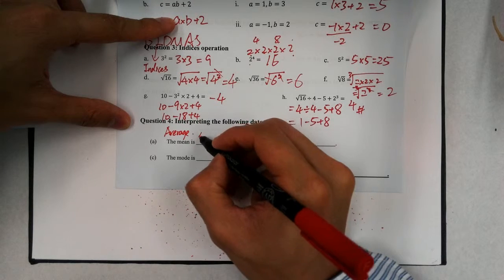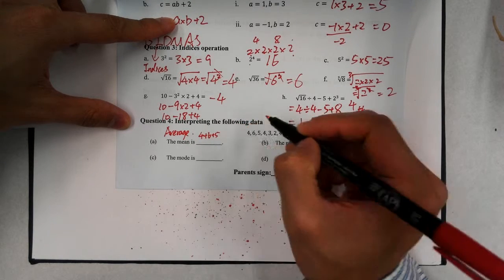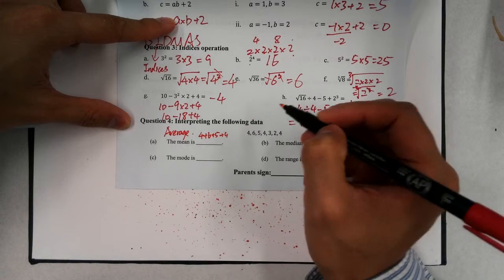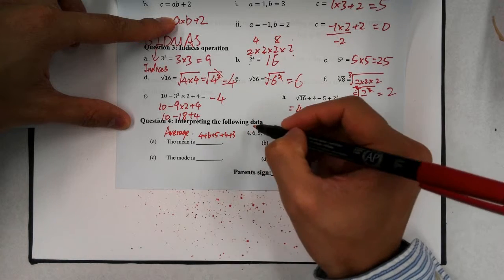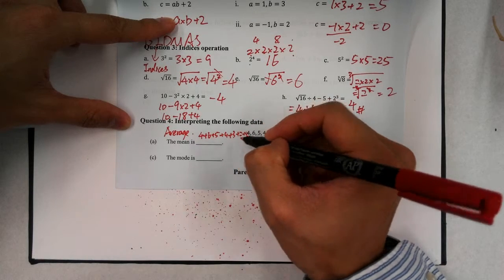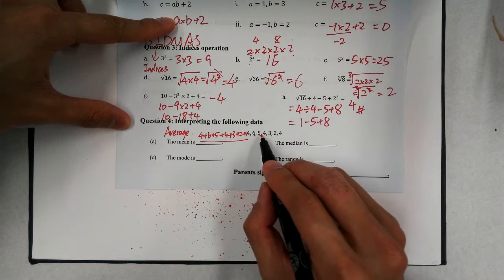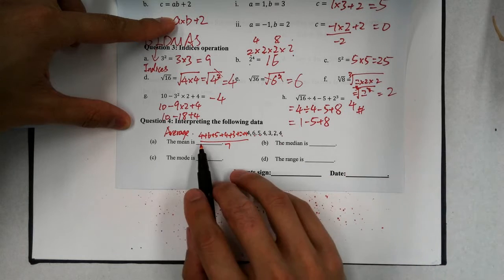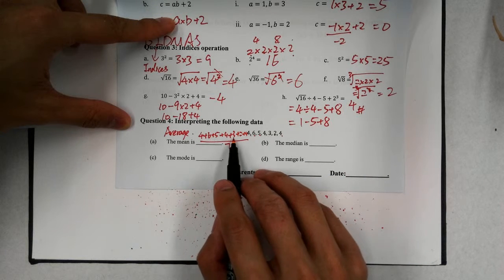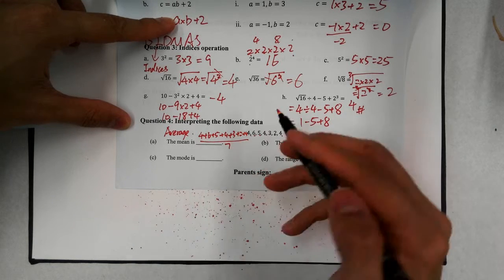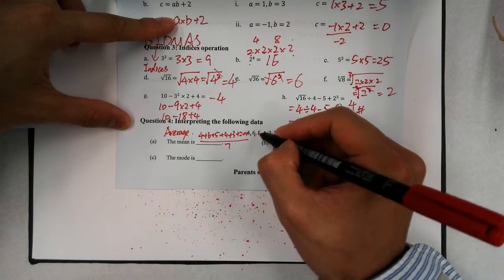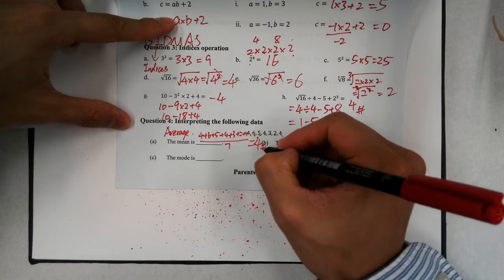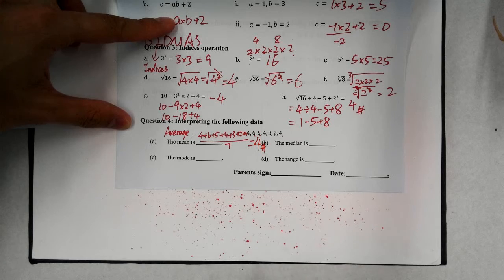Which is 4 plus 6 plus 5 plus 4 plus 3 plus 2 plus 4, and divided by 1, 2, 3, 4, 5, 6, 7. Divided by 7. So 10, 19, 22, 28. 28 divided by 7, the answer is 4. So the mean of this question is 4.